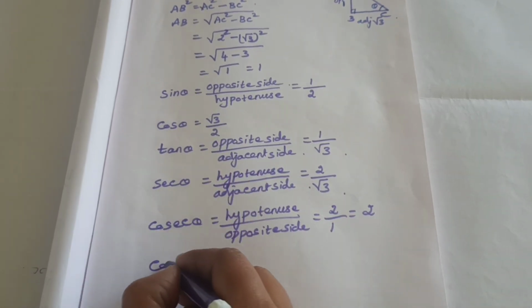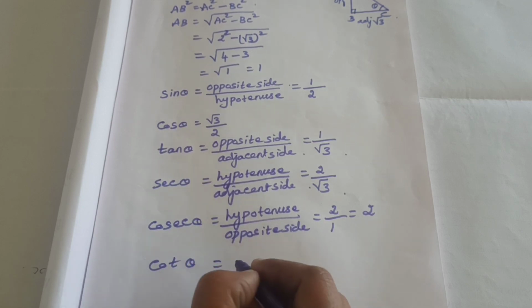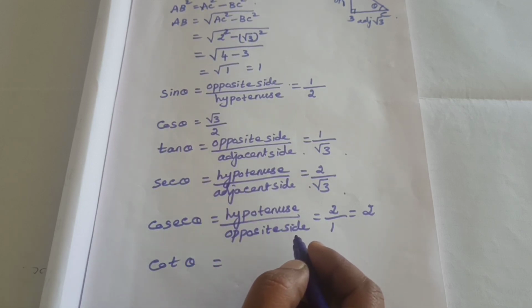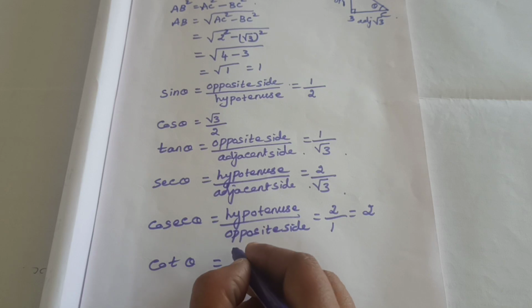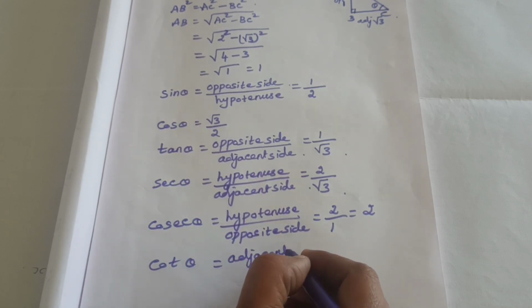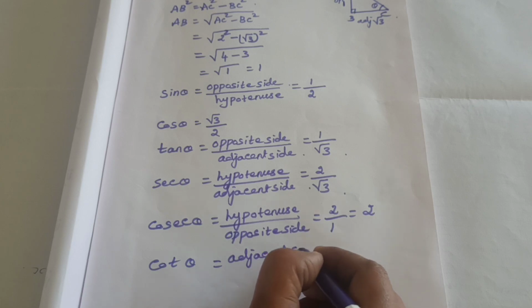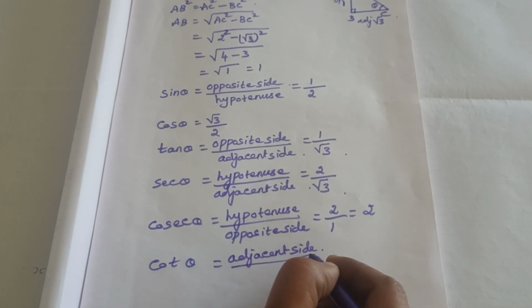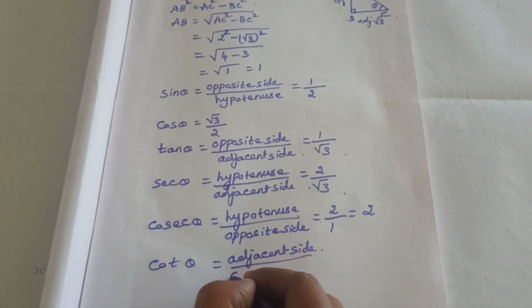Okay. Then next one, cot. Cot theta is equal to, then which is the formula you say? Cot theta is adjacent side divided by opposite side.